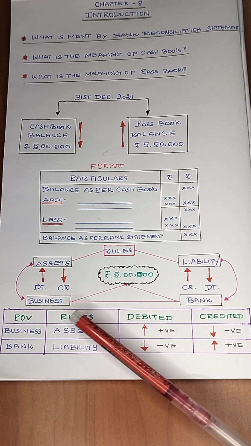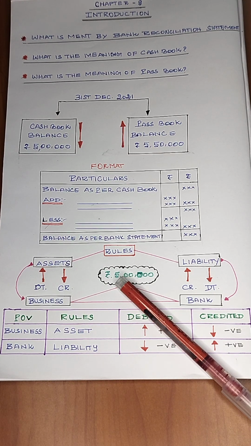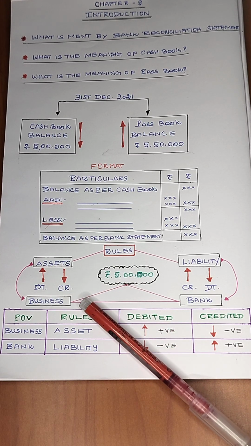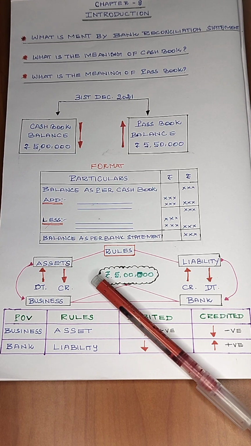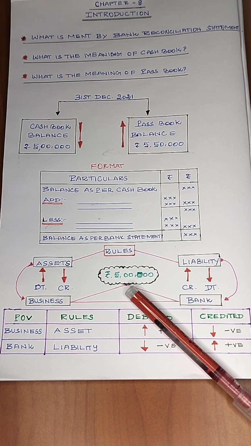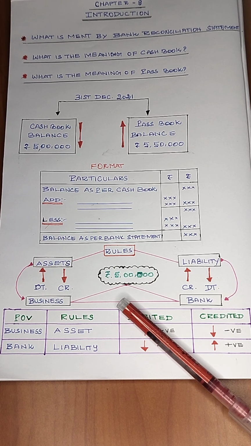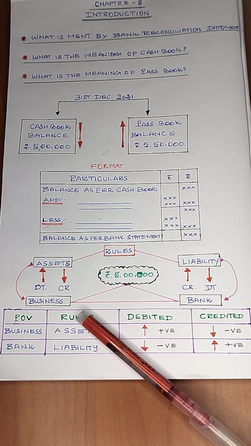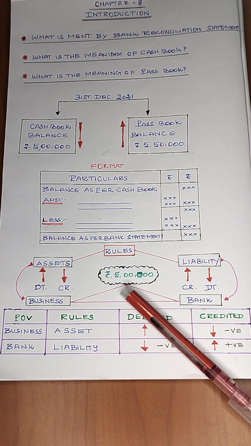Let's take an example. First we take the business point of view. The business has opened a bank account to run the business and deposited 5 lakh rupees into the bank. What is this 5 lakh rupees for the business? Yes, this is an asset for the business because the business has deposited 5 lakh rupees. It has a right to it. So that 5 lakh rupees is an asset for the business. The business will show in its balance sheet, on the asset side, cash at bank 5 lakh rupees, right?